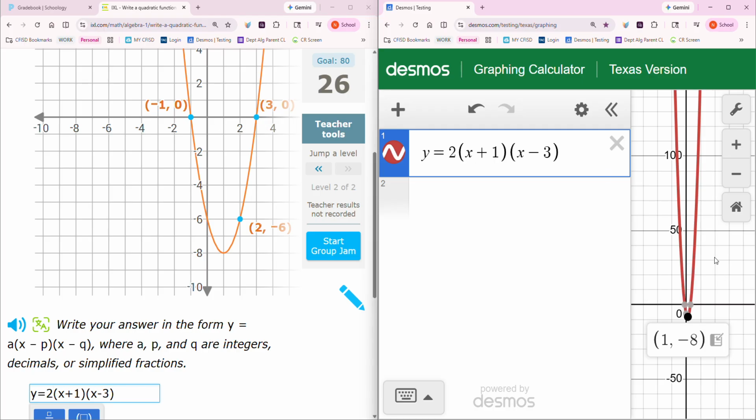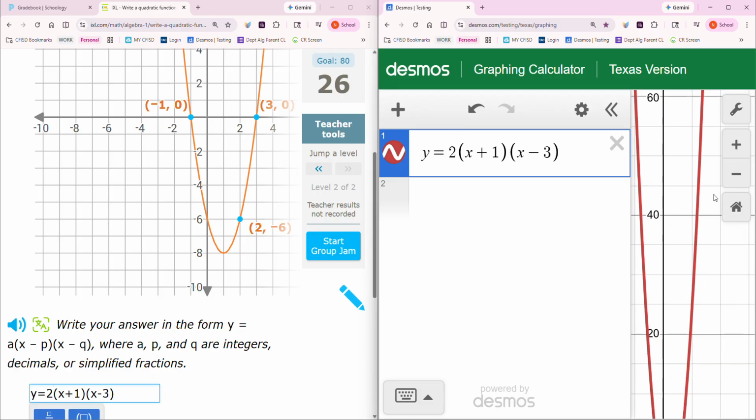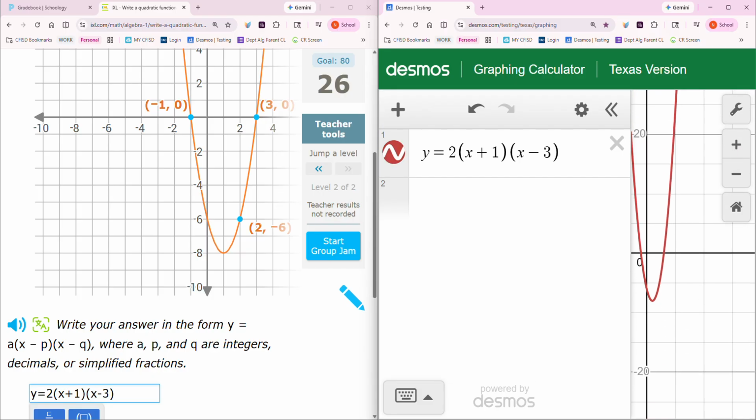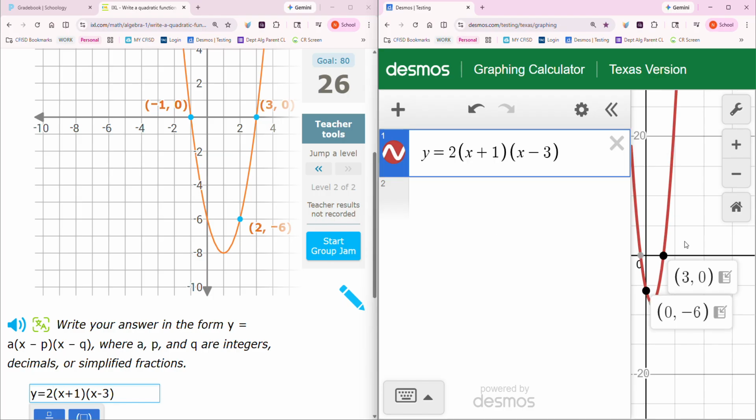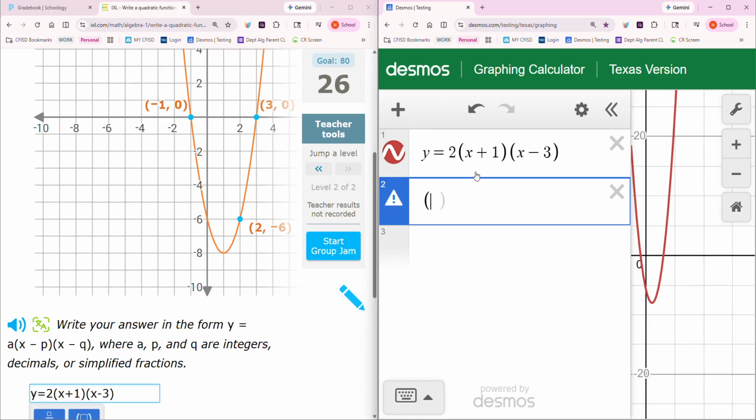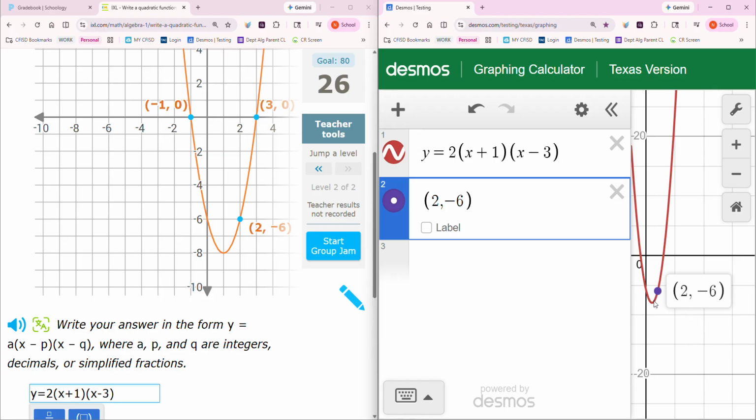And I want to see this point. I want to see if the point 2, -6 is on our graph. So go here to 2. Let's just type it. So I want to see if the point 2, -6 is on our graph. And it absolutely is. It's right there. 2, -6. That works. We did it correctly. So that is our answer.